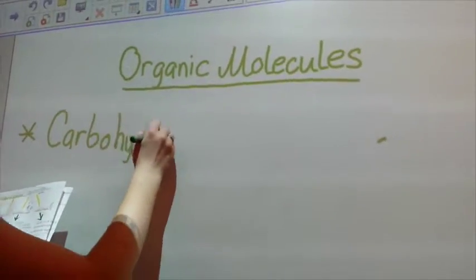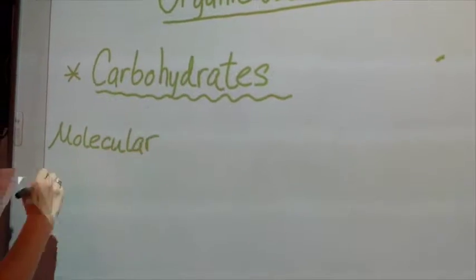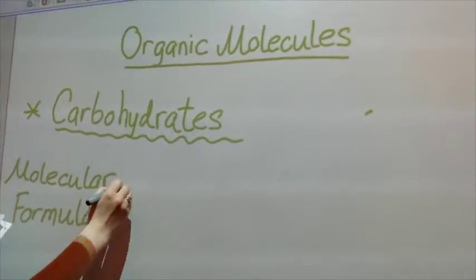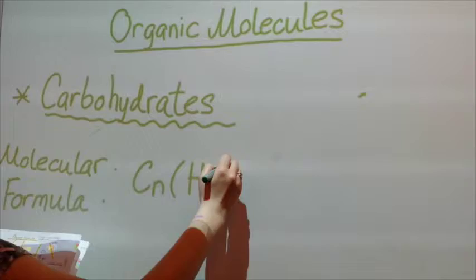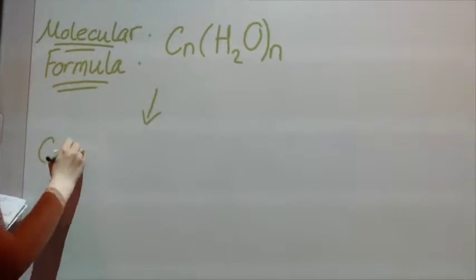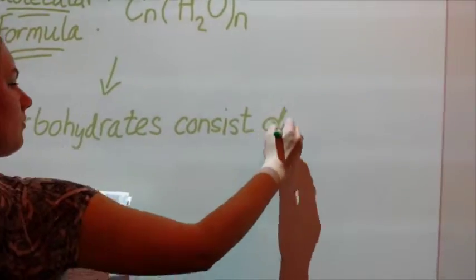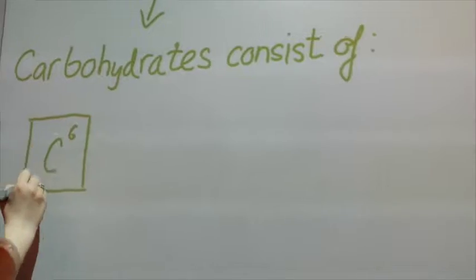Carbohydrates are a large group of organic compounds which can be found in foods or in living tissues. The molecular formula for carbohydrates is CnH2nOn. Carbohydrates consist of the following essential elements: carbon, hydrogen, and oxygen.